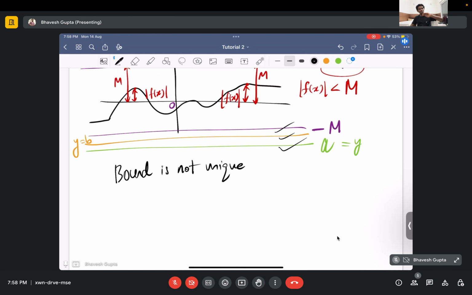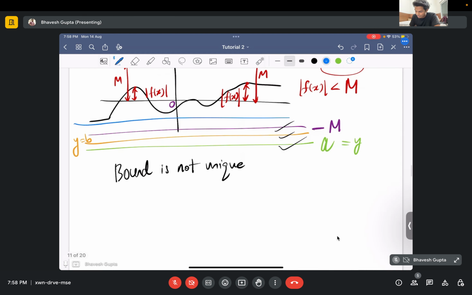But there is a very important unique bound in which you might be very interested, and that is called the greatest lower bound, right? It just touches the function from the lower side. For example, over here, it just touches, right? Over here you can see. So you might be interested in this line because this might be important to you. In simple language we call this the infimum, right?